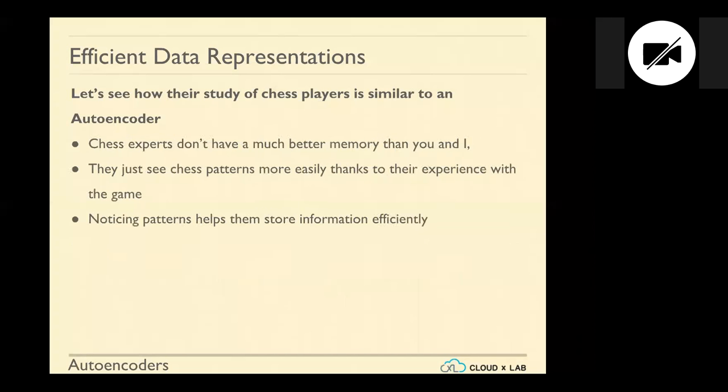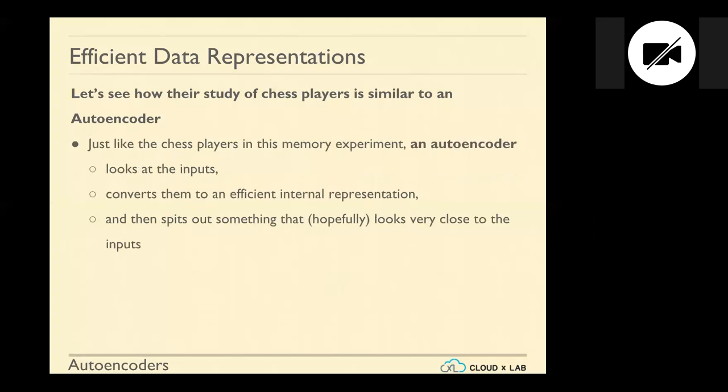All right. So chess players don't have much better memory than you and I. They just see chess patterns more easily thanks to their experience with the game. So probably that gives us more peace of mind, because they don't have a bigger brain than us. They have similar physical memory as us. They just see patterns more easily than us because their neural network is developed. They have some experience. Noticing patterns helps them store information efficiently.